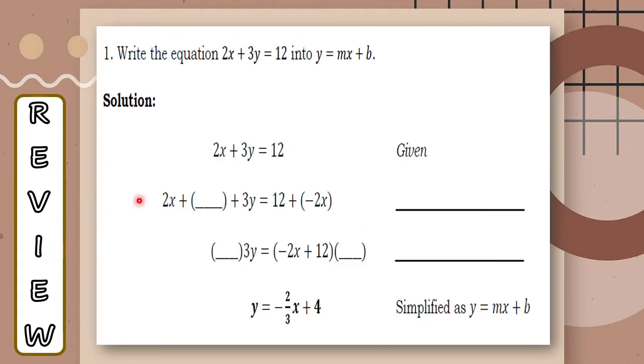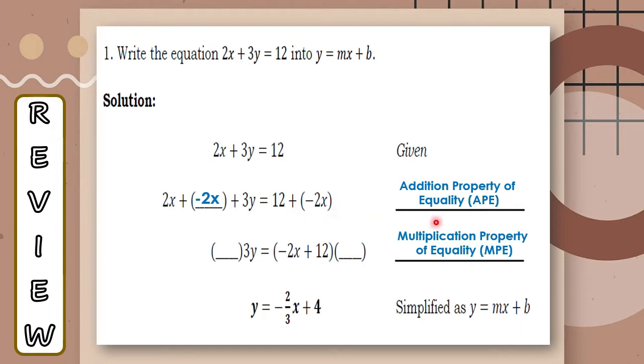Review. Number 1, write the equation 2x plus 3y equals 12 into y equals mx plus b. So for the solution, we have the given 2x plus 3y equals 12. Using the addition property of equality, or APE, we're going to add negative 2x to both sides. So we will have 2x plus negative 2x plus 3y equals 12 plus negative 2x. And that is to eliminate 2x beside 3y.